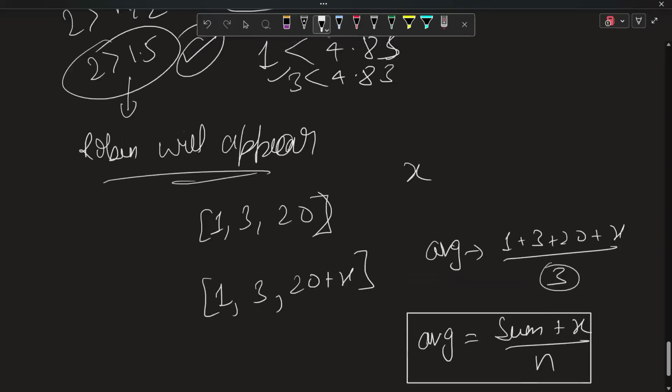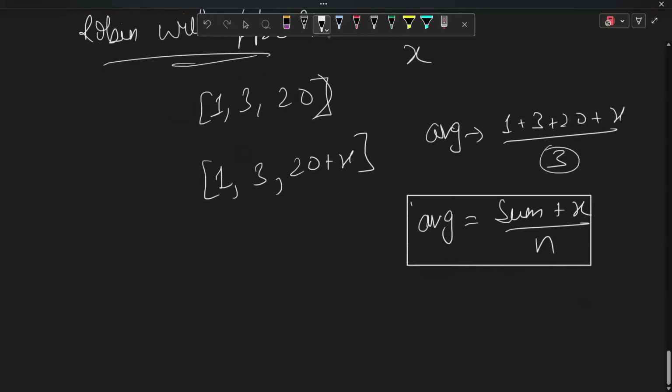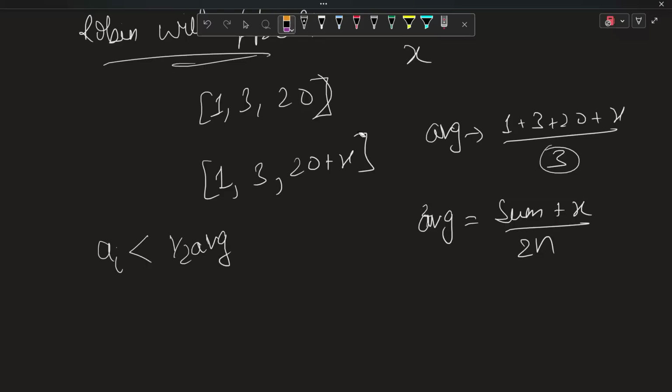And what would be half of my average? Let's say I'm writing half average, just divided by 2. This would be my half average. We need to find the number of people who are unhappy, basically the number of ai for which ai is less than this half average. Let's say I name it avg half.